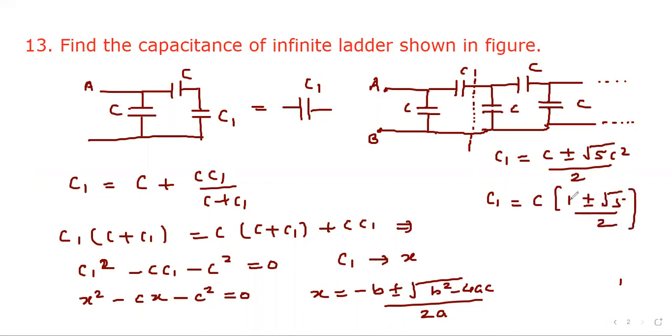Here root 5 is greater than 1. So if we take minus root 5 as one value of C1, that will be negative, and negative capacitance is not possible. So possible value of C1 is C times 1 plus root 5 divided by 2, which is our answer.